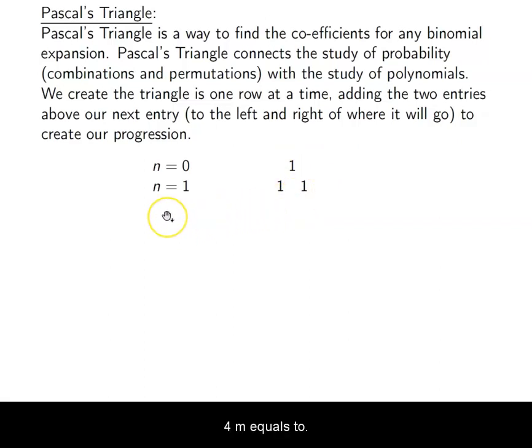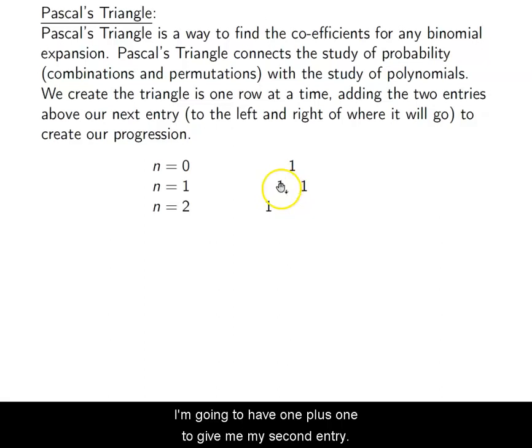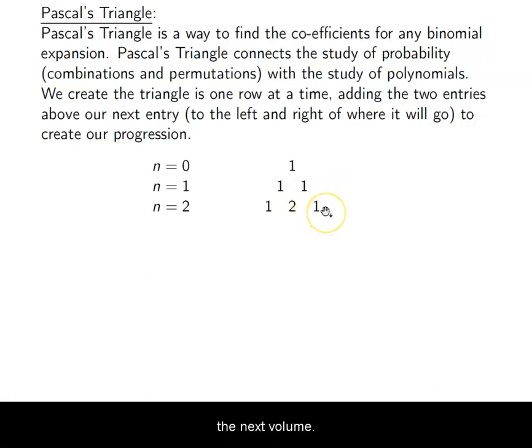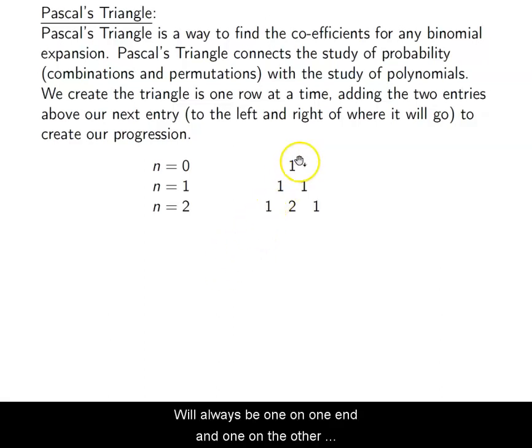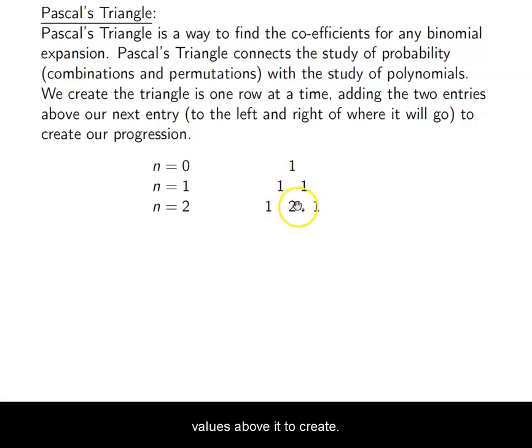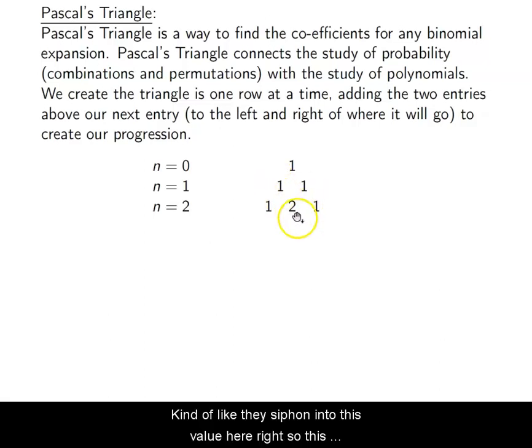For n equals 2, I'm going to take the nothing I have here plus this 1 to give me my first value of 1. I'm going to have 1 plus 1 to give me my second entry. And then this 1 plus the nothing that's here to give me the next value of 1. So all along, my triangle will always be 1 on one end and 1 on the other end, and all the middle values we find by adding the two values above it, kind of like they siphon into this value here. So this value and this value funnel in and add to this value.